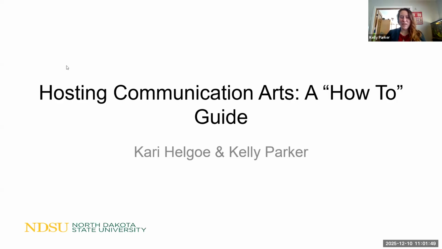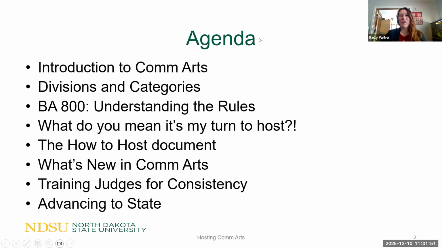So that you have an overview of what we're going to go through, we're going to have a bit of an introduction to what communication arts actually looks like. We'll talk about the different divisions and categories. We'll go over our rule book, which is BA 800, which has basically all of the information that we're going to share with you today, except for the how-to-host document that's later on. Then we'll talk about what it looks like when it's your turn to host.